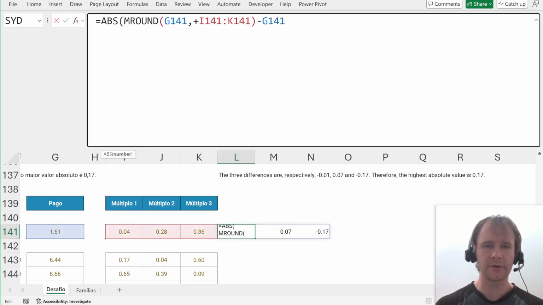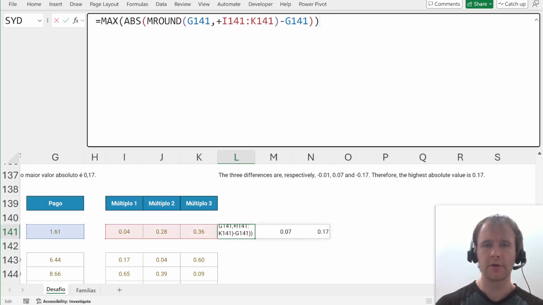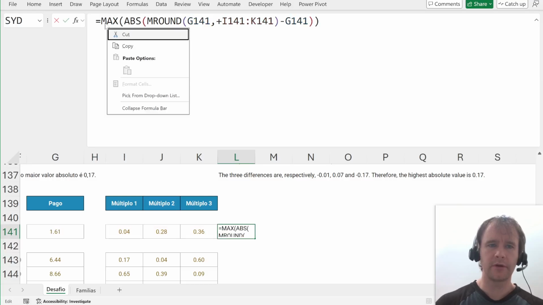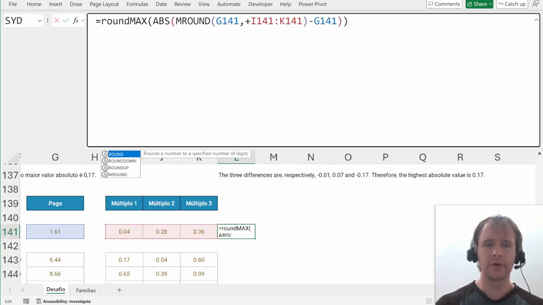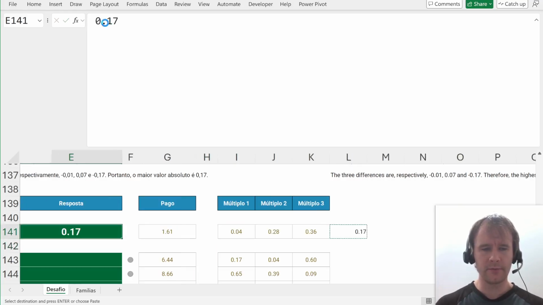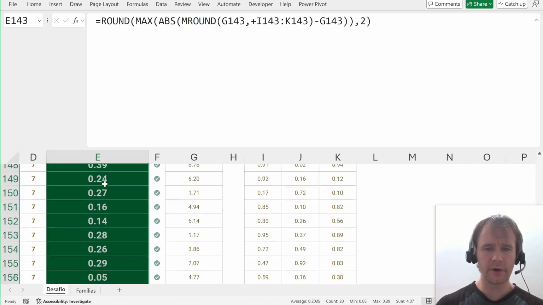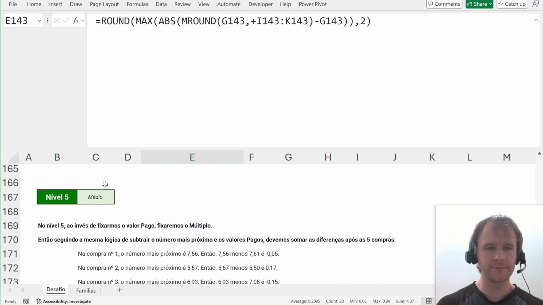Then we want to take the absolute value of those. We want to take the maximum of those. And we want finally to round it to 2 decimal places just to be safe. Okay. And we're all good there. Okay, level 5.